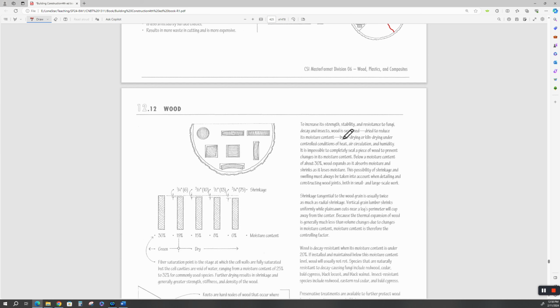To increase its strength, stability, and resistance to fungi, decay, and insects, wood is seasoned. In other words, you don't take a piece of green lumber that you've sawn and just start building with it. It's either air dried or kiln dried. Some fine furniture makers, fine custom furniture carpenters, have an opinion about whether they want kiln dried hardwood or air dried in a drying rack or shack outside. So you want to dry it to reduce its moisture content.